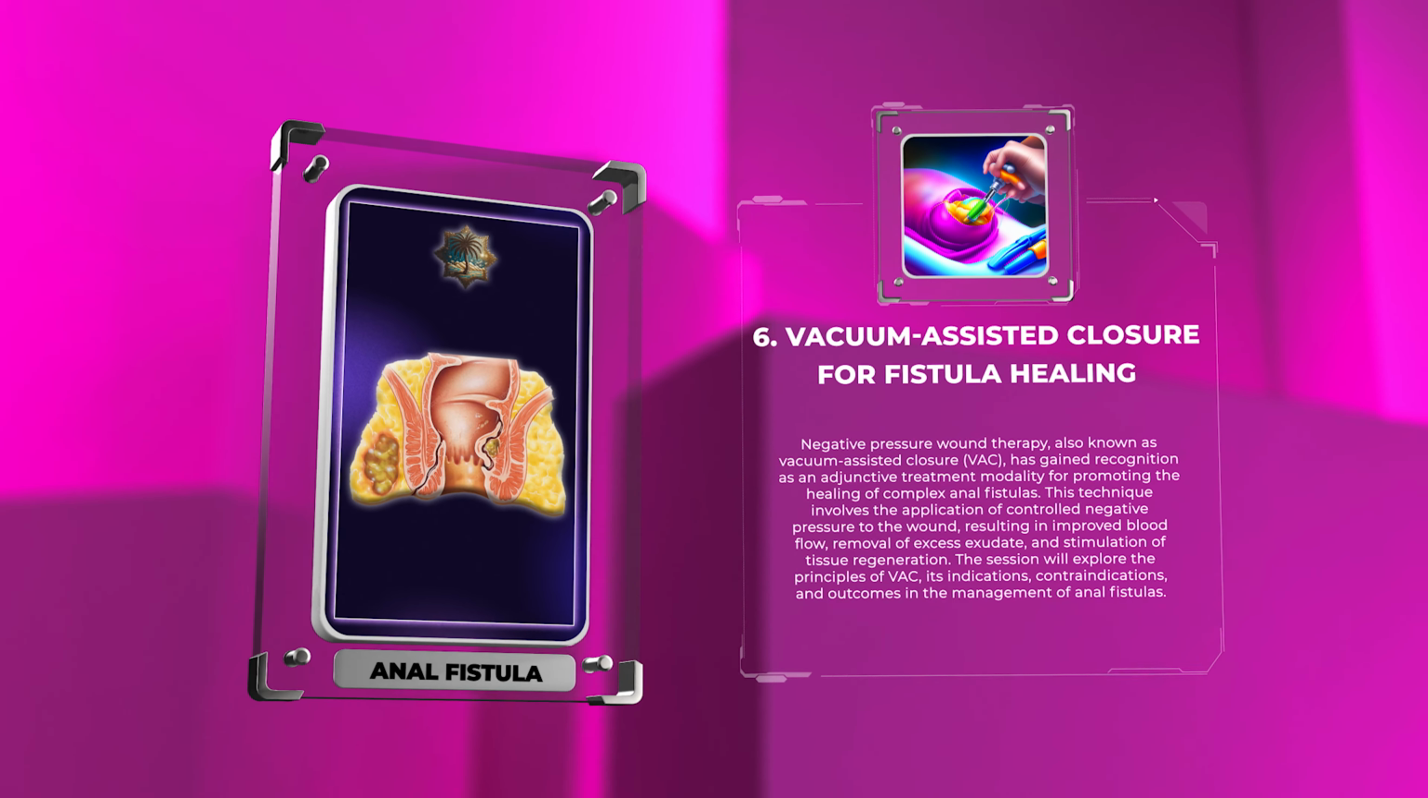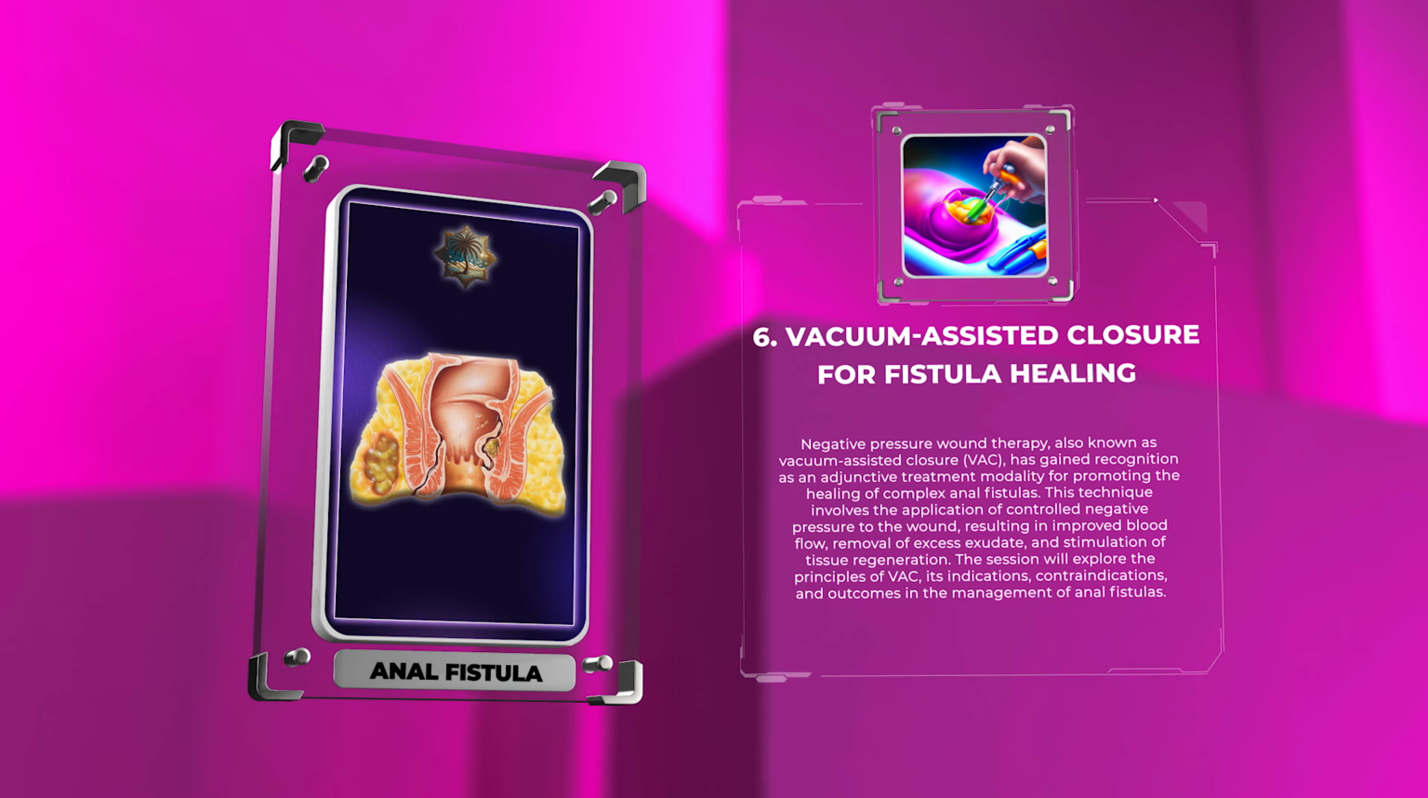The ligation of intersphincteric fistula tract, LIFT, procedure has gained popularity as a minimally invasive approach for treating anal fistulas. It involves the identification and ligation of the intersphincteric tract, thereby interrupting the fistula's communication with the anal canal. This session will introduce the LIFT procedure, detailing its mechanism of action, surgical technique, patient selection criteria, and outcomes. By understanding this innovative surgical option, healthcare professionals can broaden their armamentarium for fistula treatment and enhance patient care.